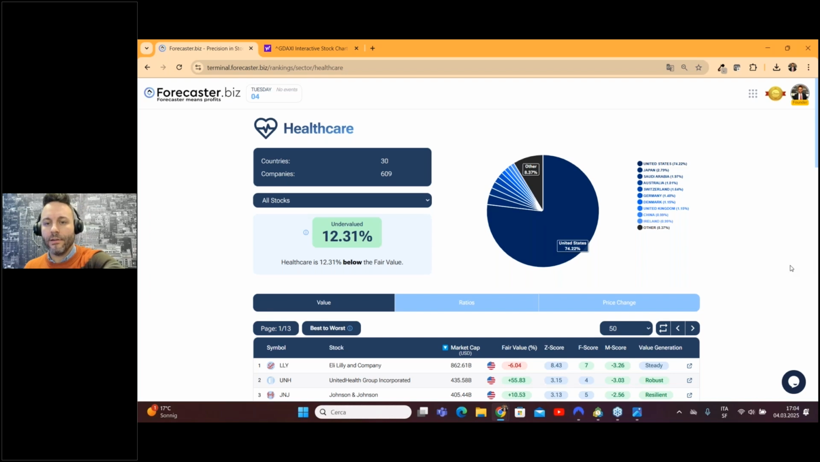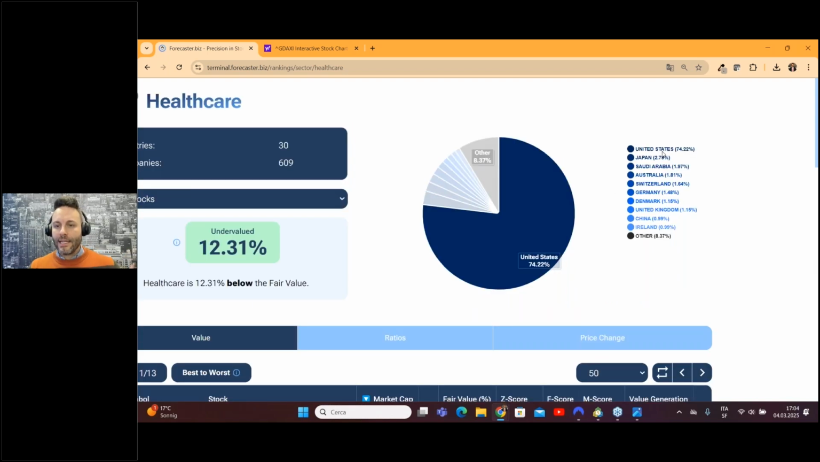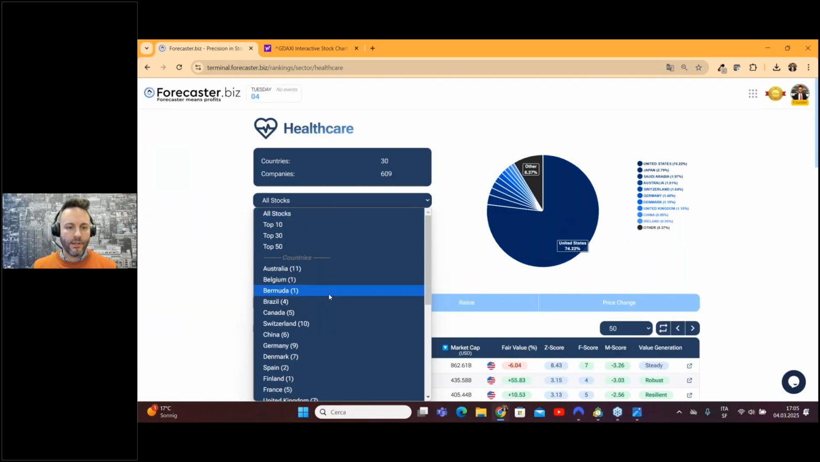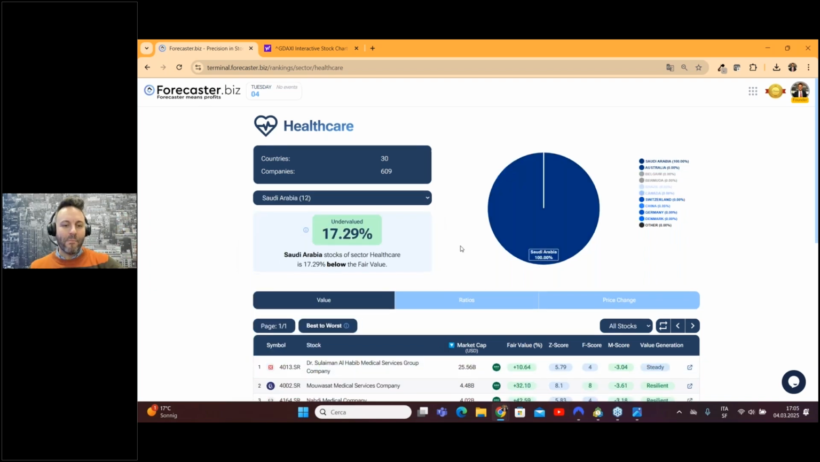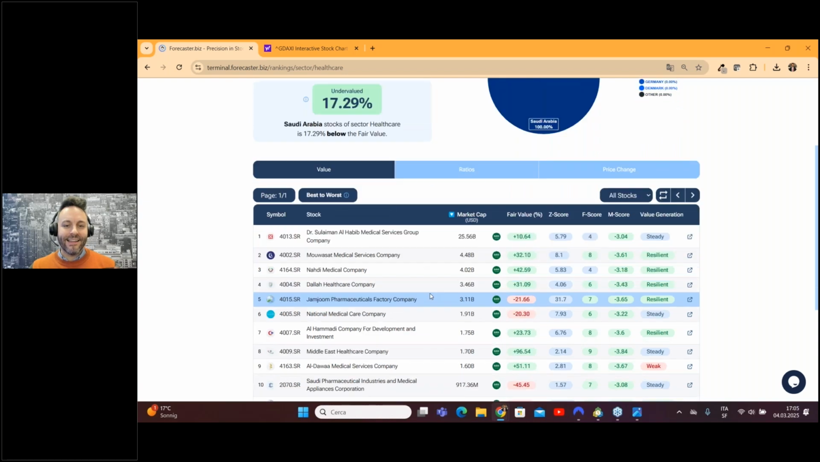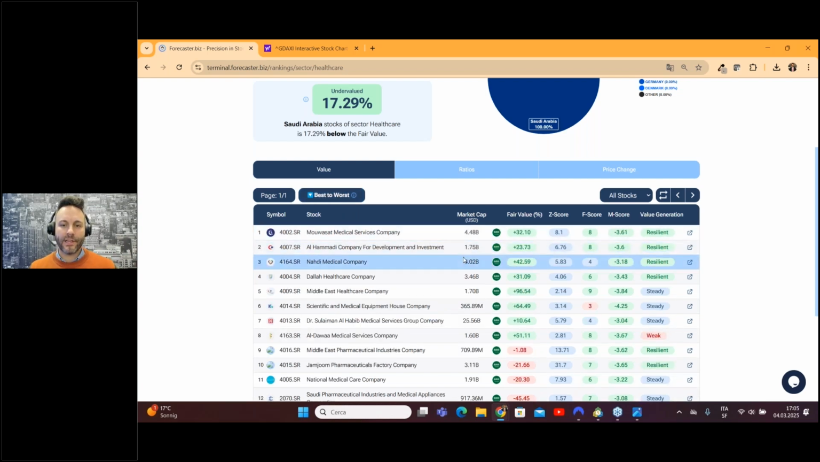You can find here which are the countries involved in this sector. For example, you can see here 74% of the entire market cap is in the United States. Here you can choose a specific country. So, for example, if you would like to rank only Saudi Arabian companies listed, and you would like to know which are the best companies fundamentally speaking, easy, you can do it thanks to the Forecaster.